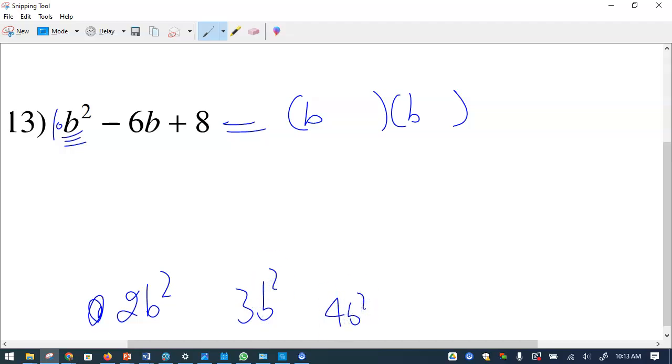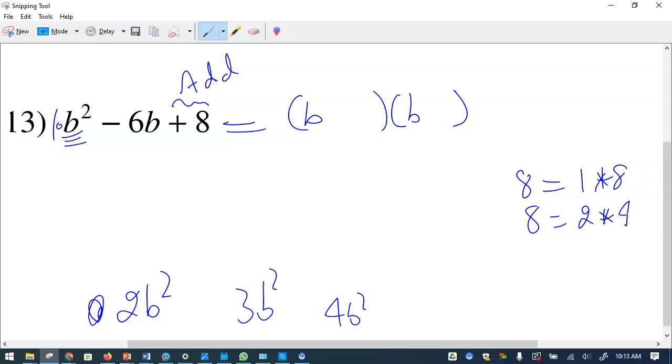So now the last number is plus 8, right? All you're looking for is factors of 8, pairs of factors. What pairs of factors can you think of? 1 times 8 is 8, and another way is 2 times 4. Now which among these adds up to 6? The main thing is the 6, right? So I want you to focus on this 6. You can clearly see that 2 and 4 add up to 6.